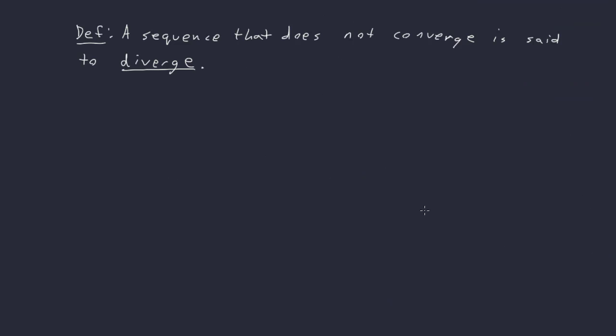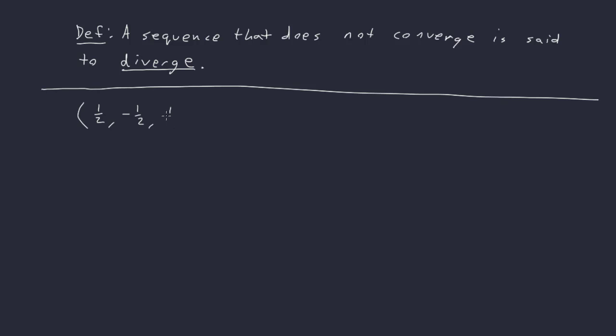All right, the last thing I want to talk about, in the last minutes I have of this particular lecture, is to say that a sequence that does not converge is said to diverge. All right, so I don't think there's much new there, but let's look at an example. Consider this sequence that does this. Let's say it does like 1/2, negative 1/2, 1/2, negative 1/2, and it just repeats that process over and over again.